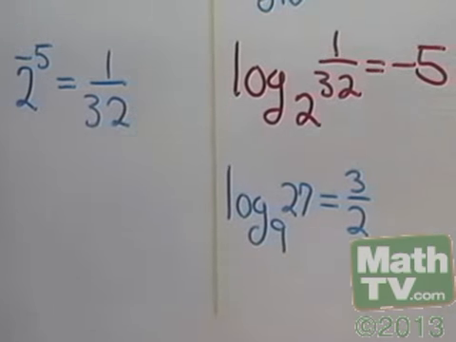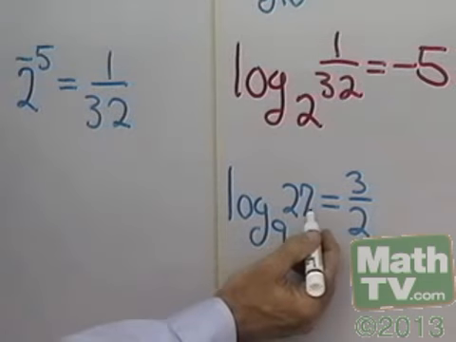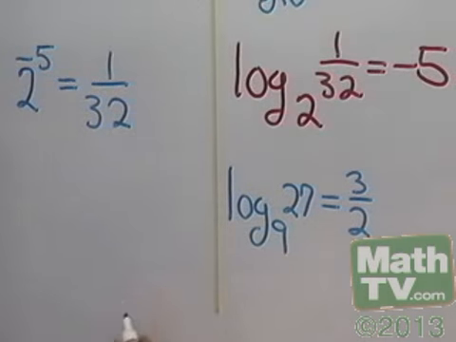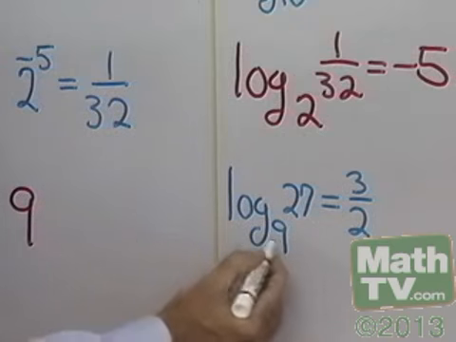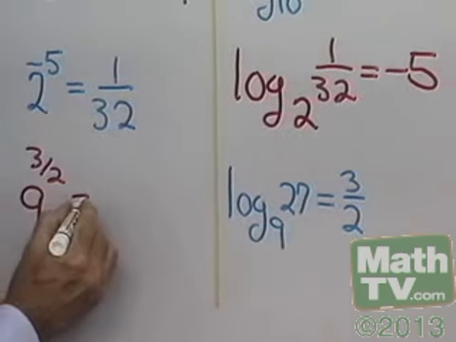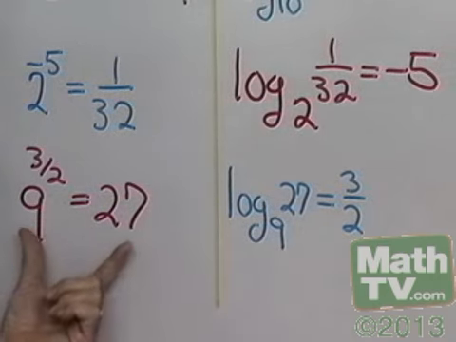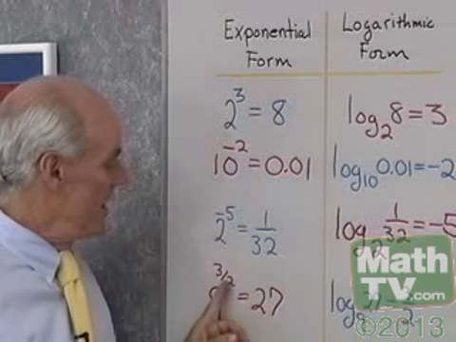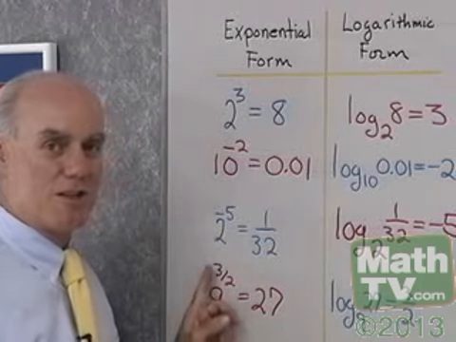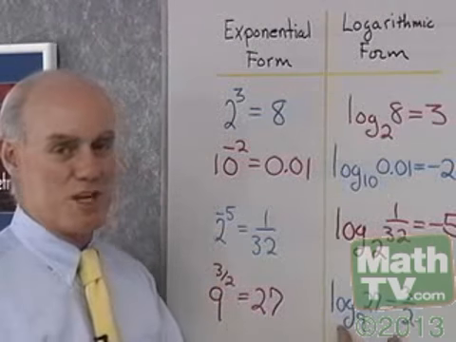Next I have this expression in logarithmic form. Logarithm to the base 9 of 27 is 3/2. Let's check that out. 9, that's the base, raised to this exponent, 3/2, is equal to 27. Now, is that a true statement? 9 to the 3/2 equal 27. The square root of 9 is 3, to the third power is 27, so that's a true statement.